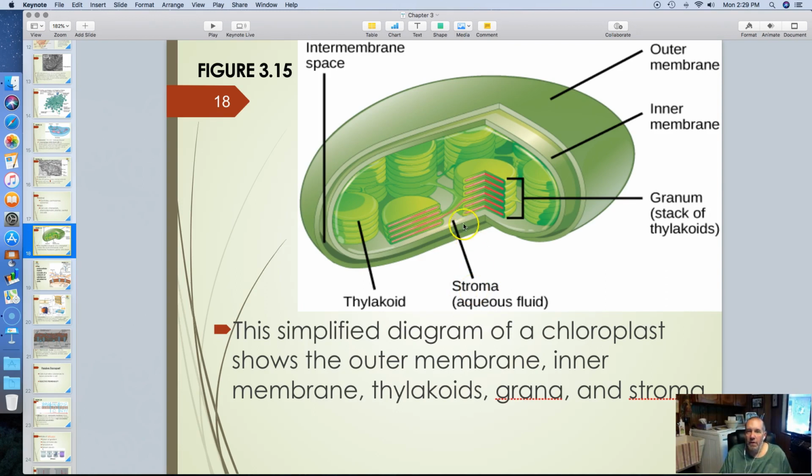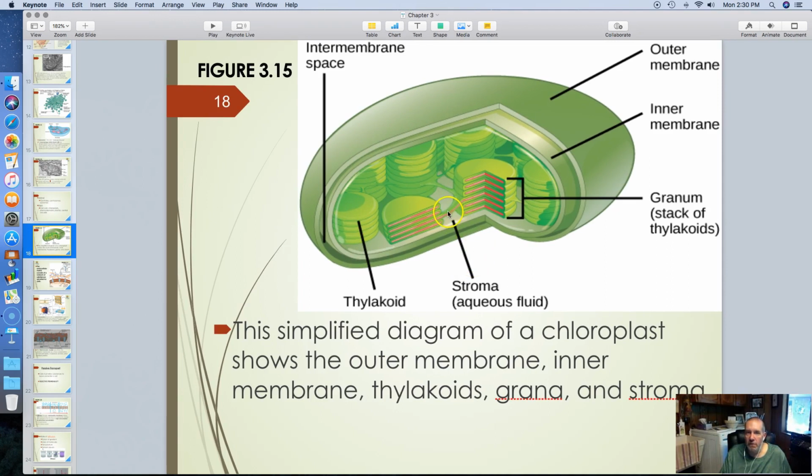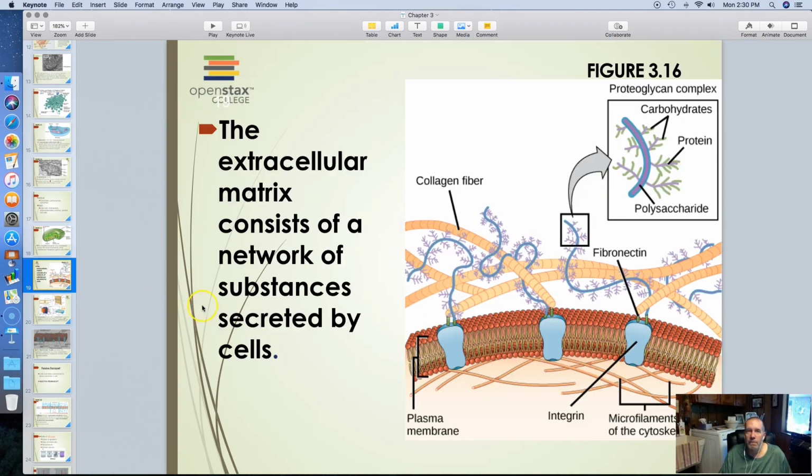So in an animal cell, that empty space, that intracellular space between all the individual little organelles, is cytoplasm. In a plant cell, though, when we get inside of the chloroplast, then we have this liquid called stroma. So again, just the basic structure of a chloroplast, which is where photosynthesis happens inside of plants.